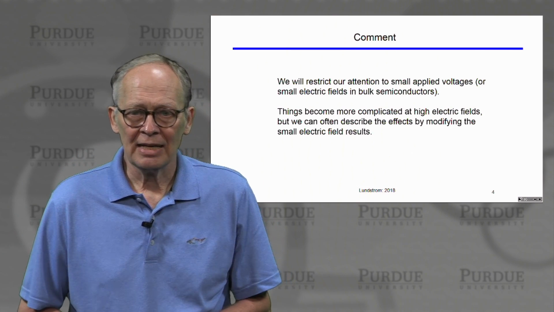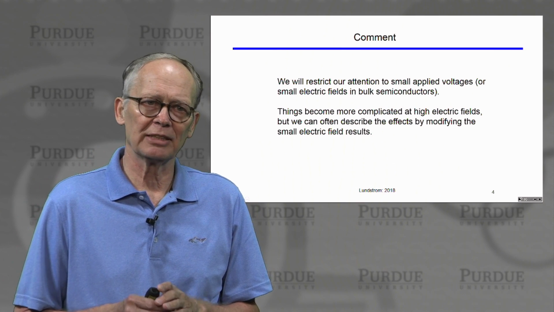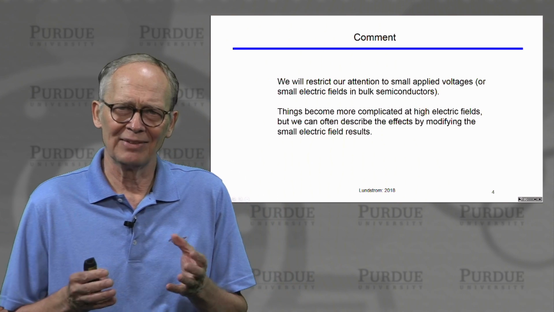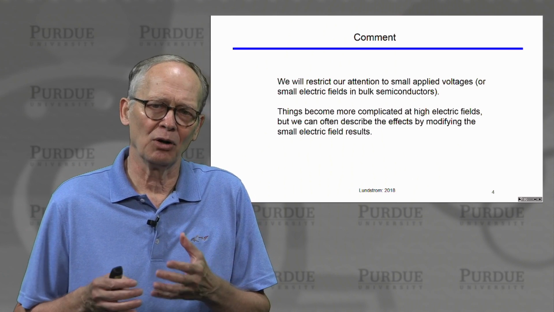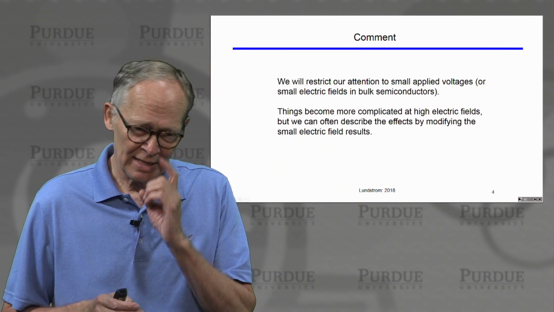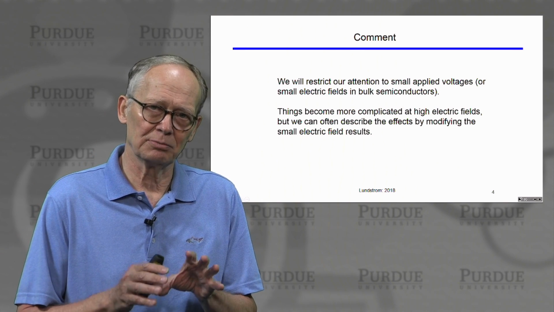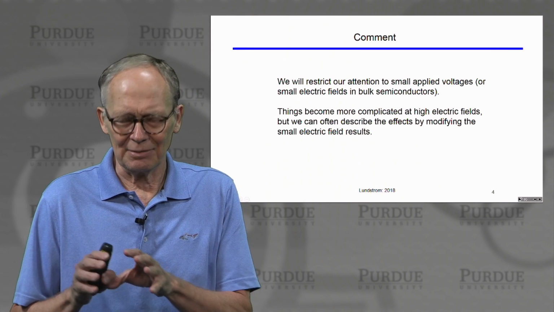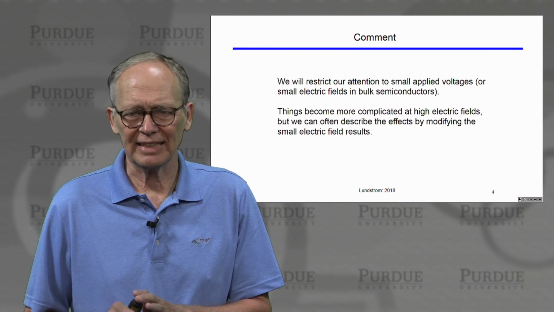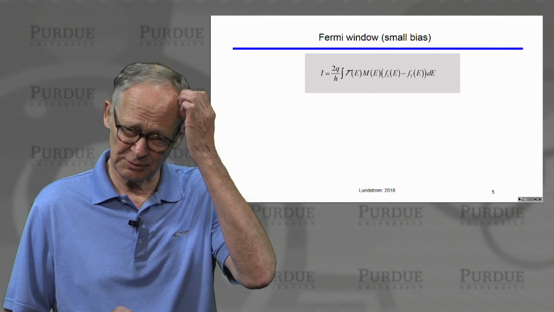All right. Now, we are going to restrict our attention in these discussions to the cases where we apply small voltages between the contacts. This will be called linear transport. If we have a bulk semiconductor, we'll be applying small electric fields. Now, things can become much more complicated if we go to high electric fields. But we'll find out in the next lecture that we can modify the results for small electric fields or small biases and make them work reasonably well for high electric fields as well. So we'll see how that plays out later. But for now, the focus is on small applied voltages, small electric fields.